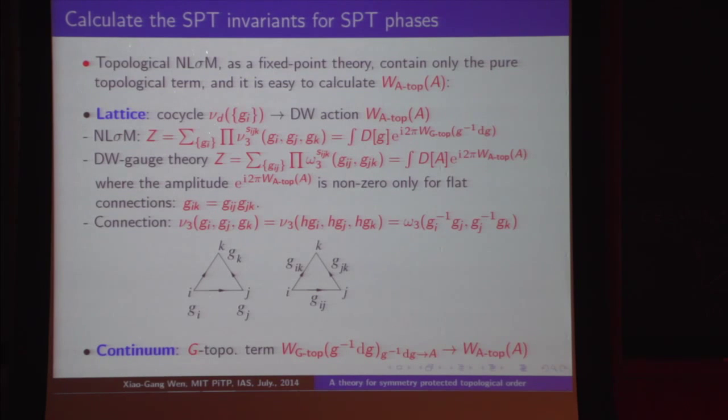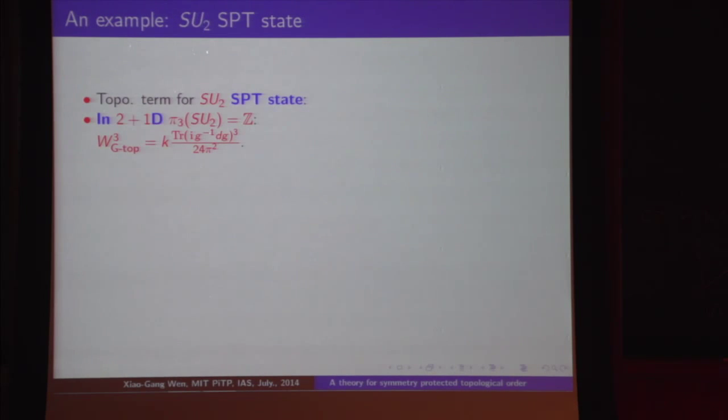And those are the discussion of this gauging process. So the bottom line is that for every SPT state, we should have some kind of a gauge action, which is the SPT topological invariance, which characterizes SPT states. Let me use the simplest example, SU2. In 2+1D, the π3 of SU2 is Z, so there's a non-trivial winding number.